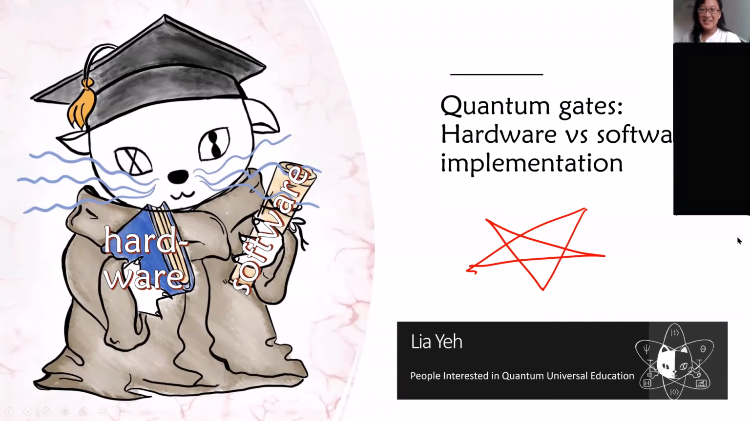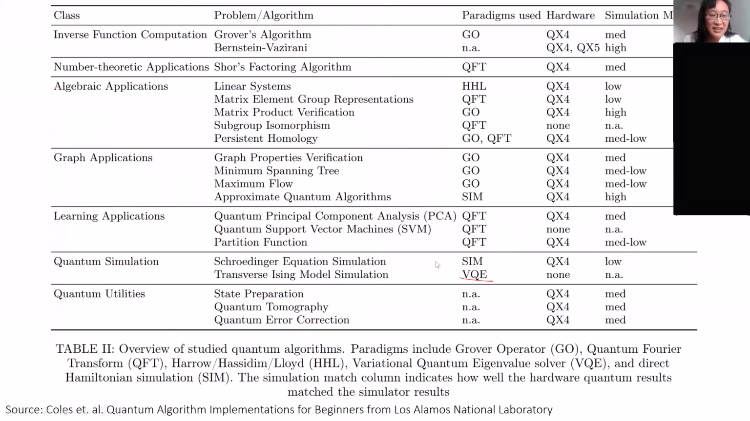Okay, hello everyone. My talk today is on quantum gates, hardware versus software implementation, and, well, let's get started. So first, let's talk about just software. The ultimate goal is to run quantum algorithms like these ones here.